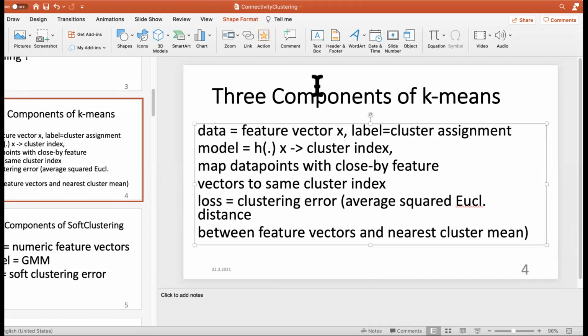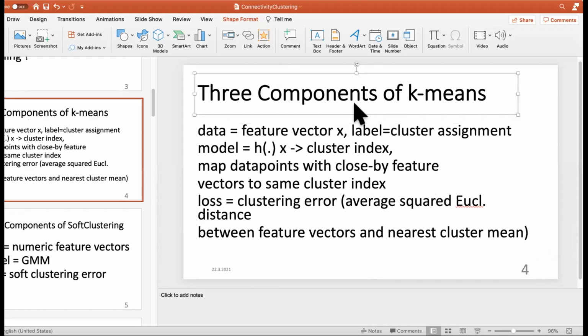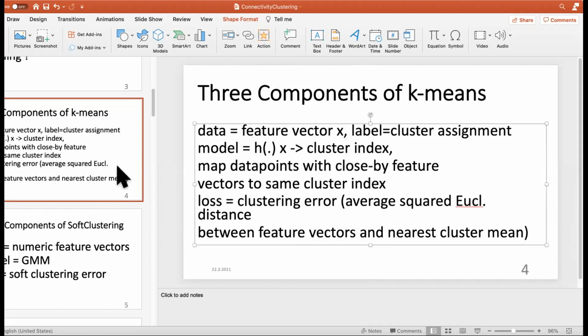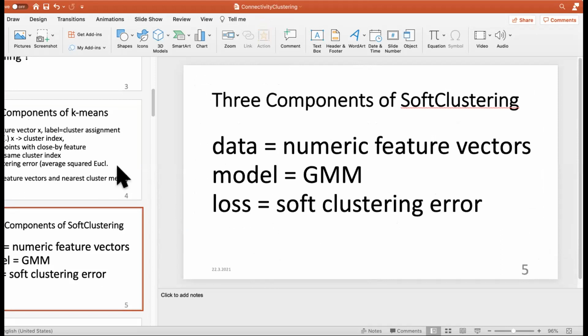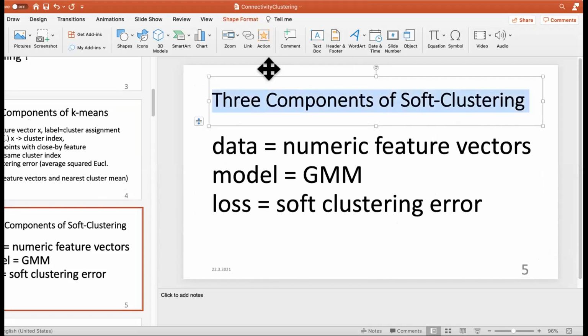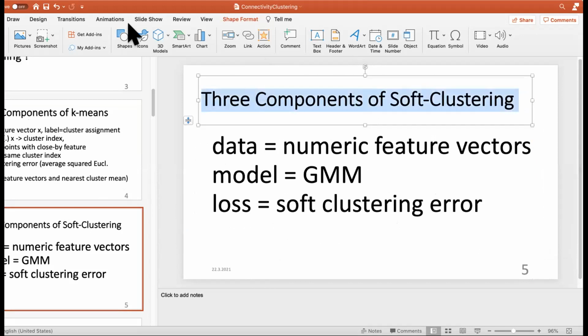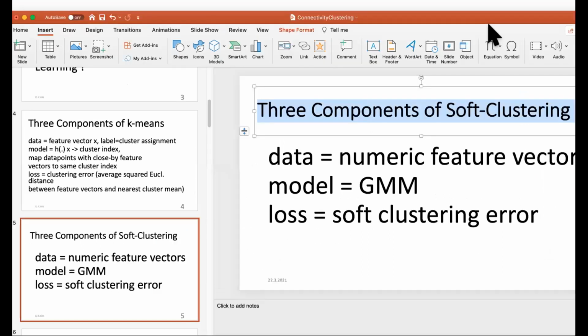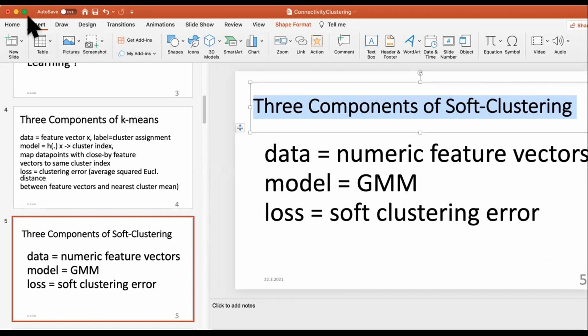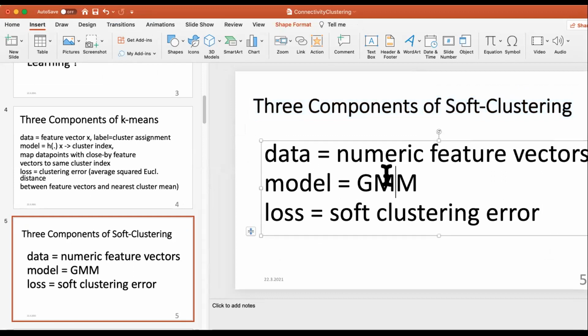We used also loss functions for linear regression, where the loss function was the squared error, but here we use the clustering error. So that's another loss function. So now let's look at the other clustering algorithm we looked at last week, which was a soft clustering algorithm based on Gaussian mixture models. And already in the name, we can identify the model. The model for this soft clustering algorithm has been the Gaussian mixture model.